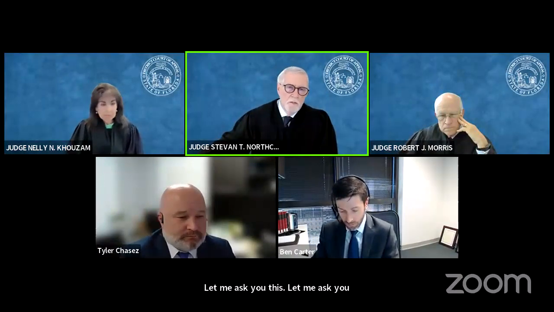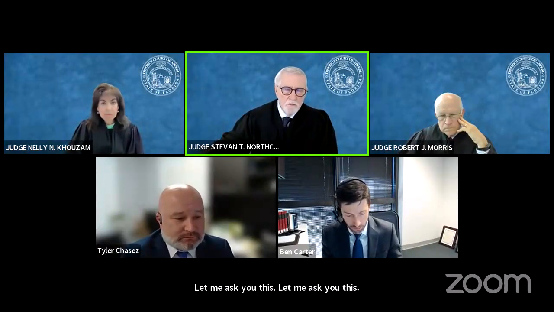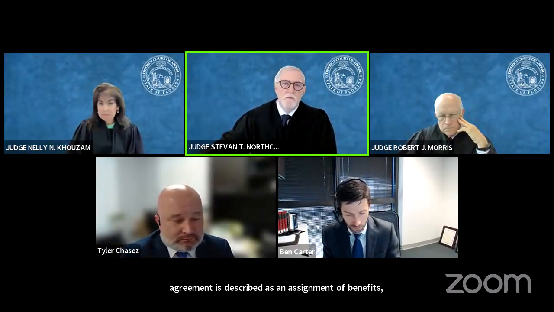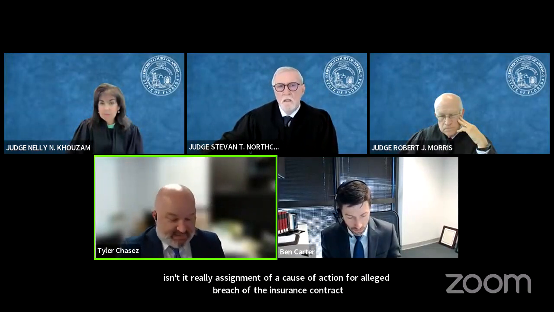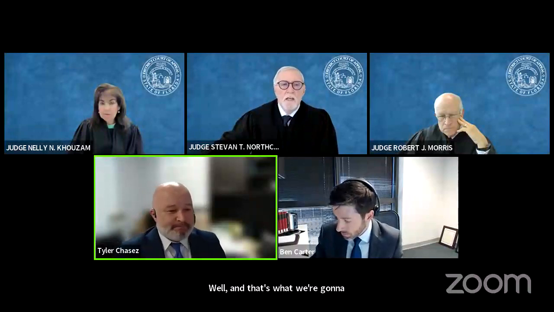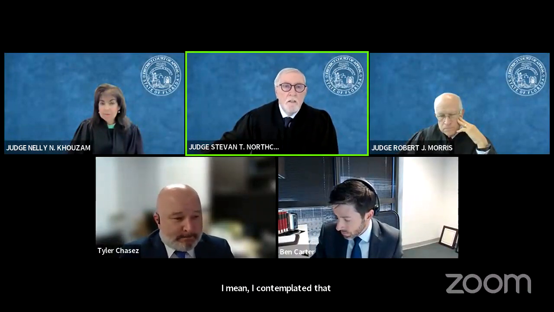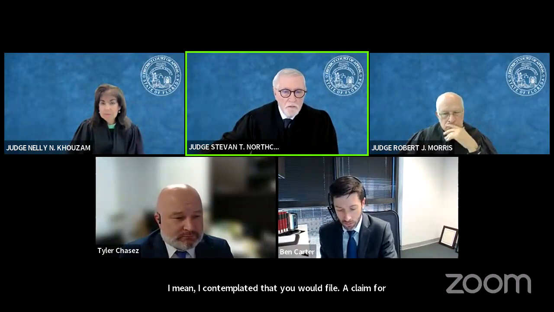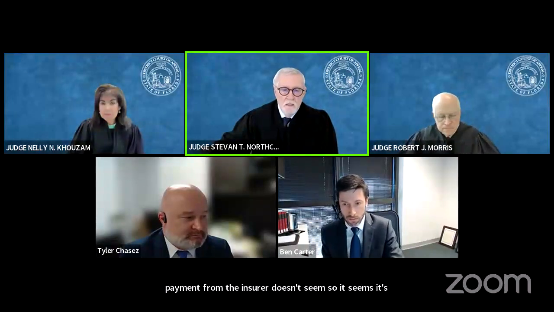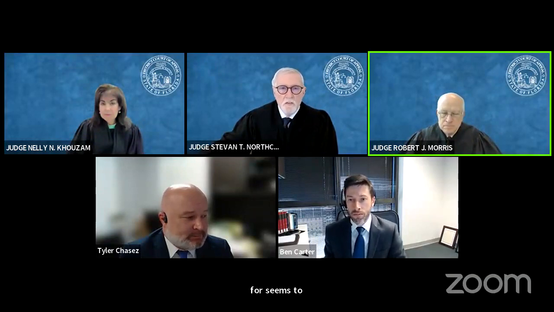Although this agreement is described as an assignment of benefits, isn't it really an assignment of a cause of action for alleged breach of the insurance contract? Well, and that's what I was getting at. Is it contemplated that you would file a claim for payment from the insurer? It doesn't seem so. It seems to say it's for the purposes of litigation.